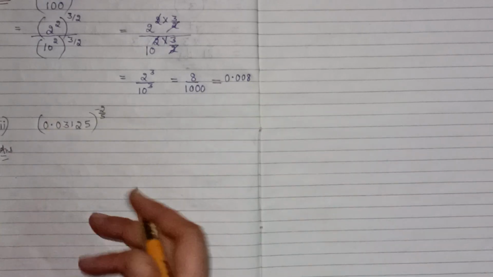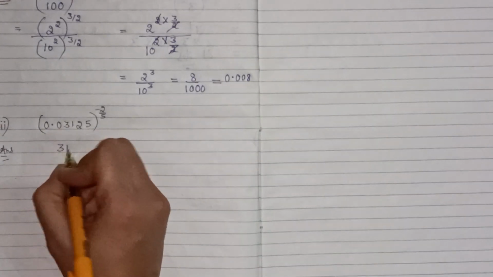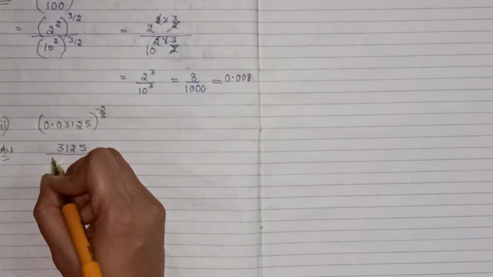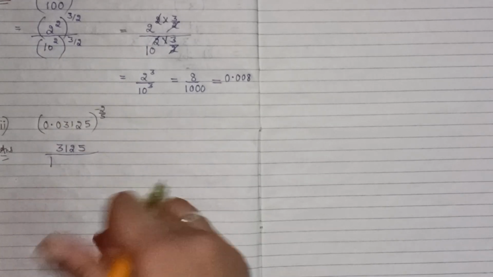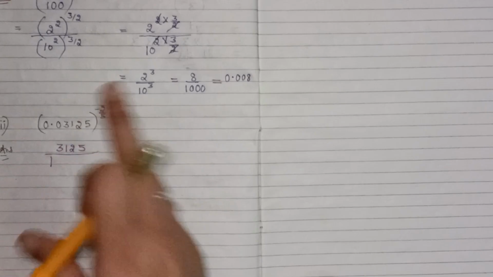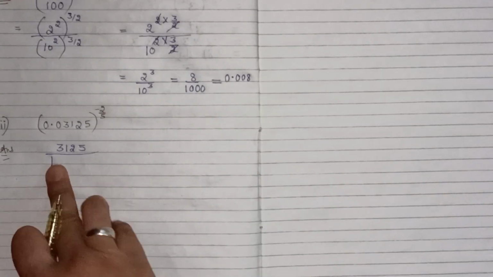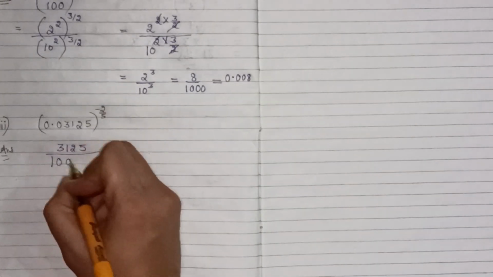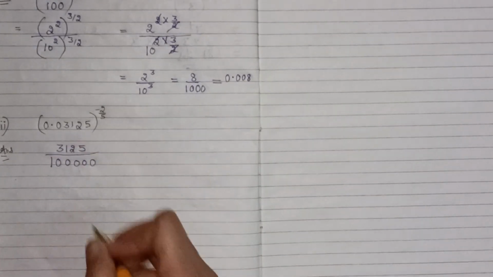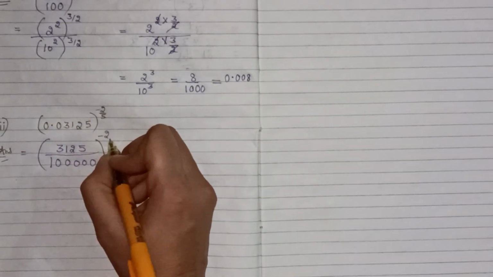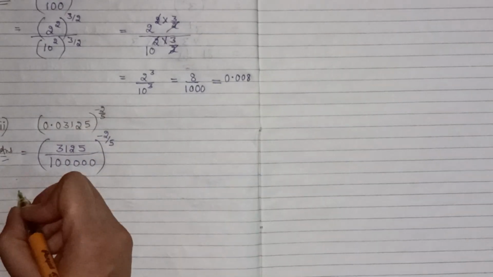Firstly, I have to remove the decimal. So I write it as 3125 upon 1 with 5 zeros, because after the decimal there are 1, 2, 3, 4, 5 digits. And its exponent is -2 upon 5.